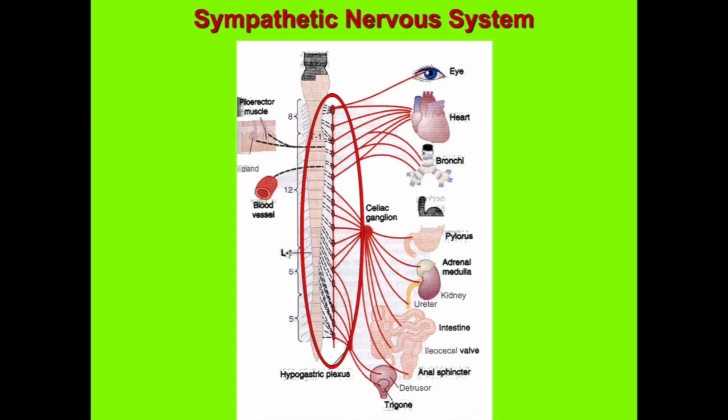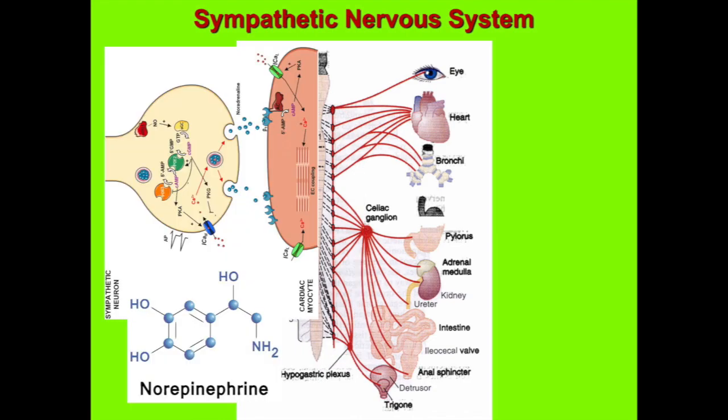It's going to be our fight or flight. We're not going to be slowing down and digesting and salivating as we do with the parasympathetic side. And the neurotransmitter in this case, again, is norepinephrine. And you know that with the word epinephrine there, that's going to cause an increase. Epinephrine itself is adrenaline, which is used for the fight or flight response.